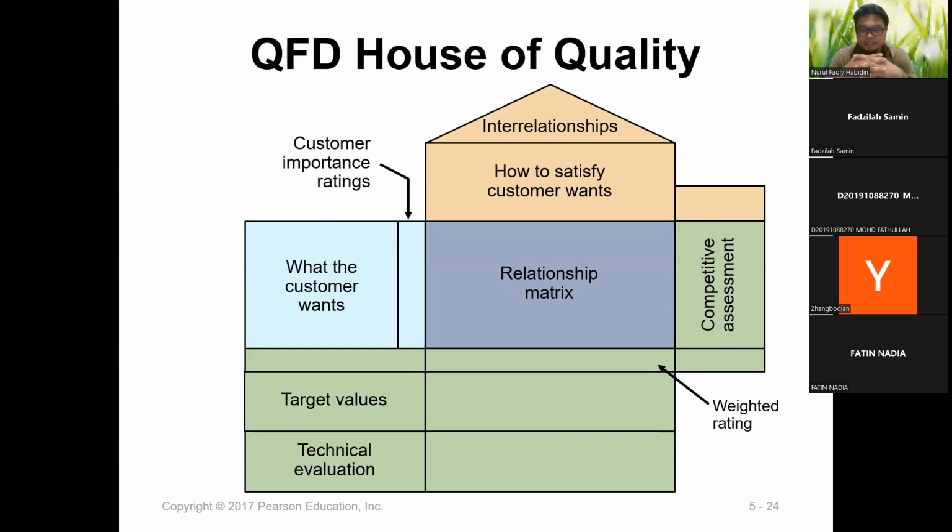So we divide into another three segmentations. What are the customer wants? Okay, in the middle we have the relationship matrix. Then we have the competitive assessments. Not just competitive assessment, we can also measure self-assessment. So we have another calculation on the weightage rating. So we should know the customer or target values and technical evaluation also. Okay.